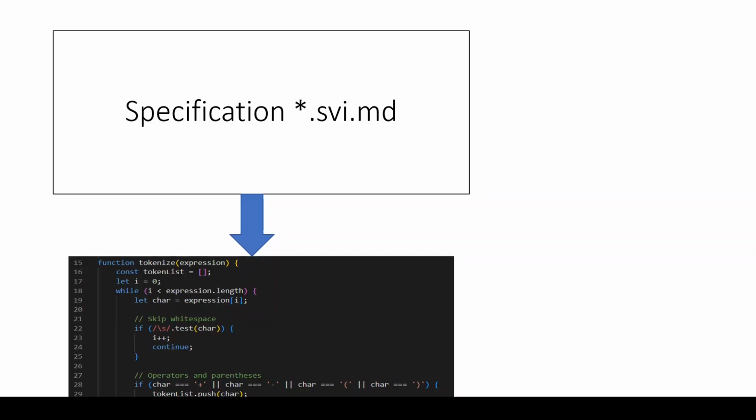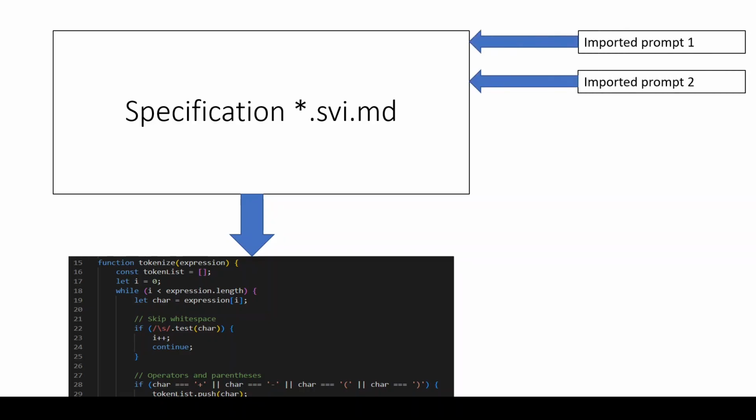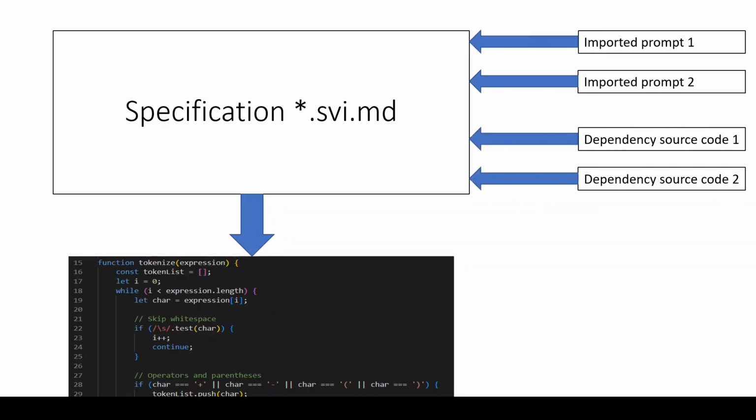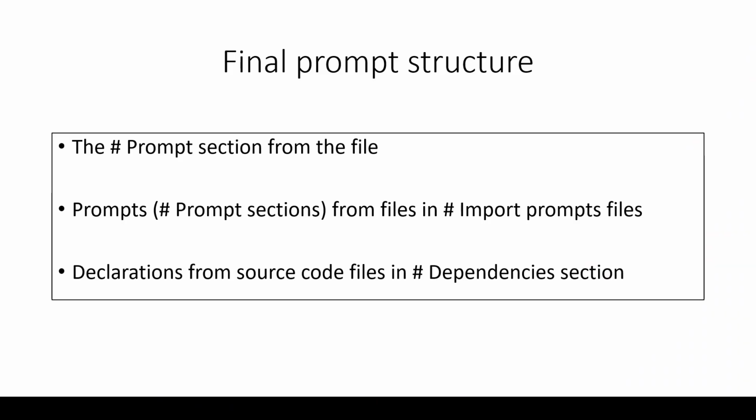The specification contains the main prompt and can also include additional prompts as well as information from other source code files that are needed as dependencies. Based on this, SVI builds the final prompt, sends it to the LLM and writes the generated response back to the target file. That's how it works.